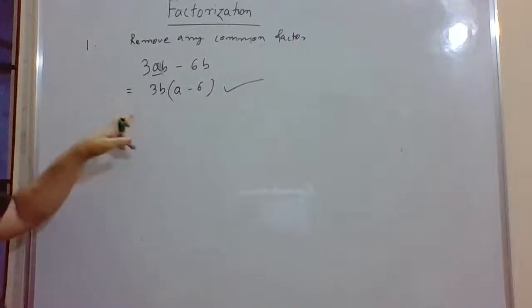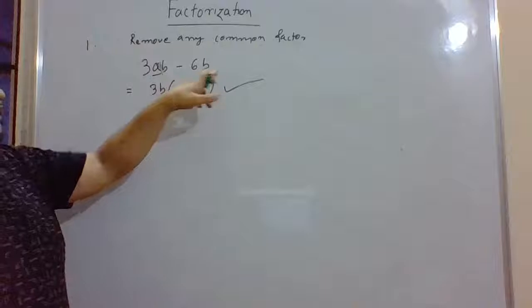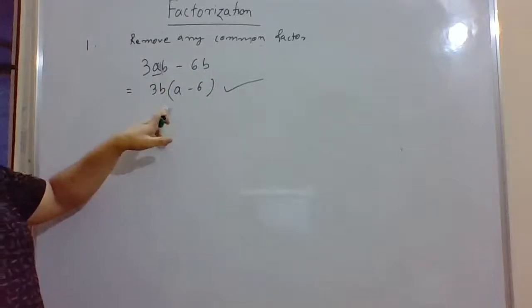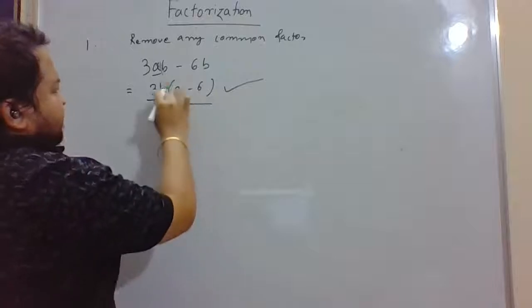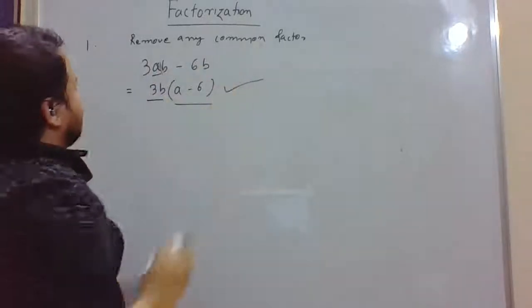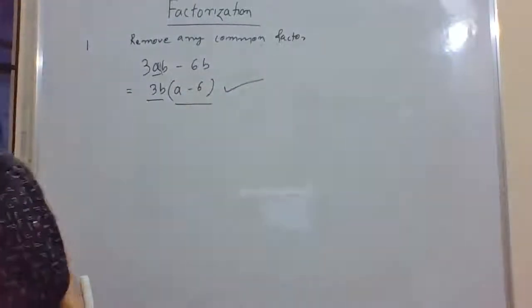So if it has asked you to fully factorize it, 3ab minus 6b will be equal to 3b into a minus 6. Term 1 into term 2, maximum degree of variables is 1. So obviously this is fully factorized. Okay, so we have got our answer.